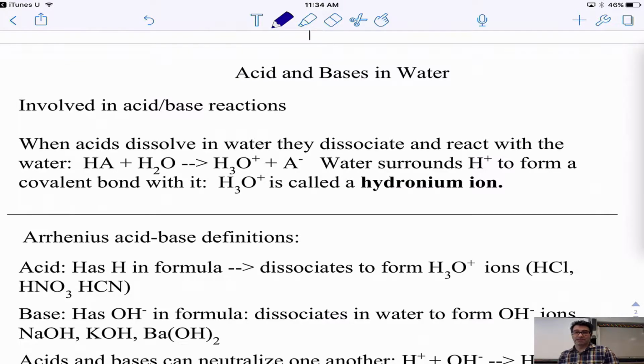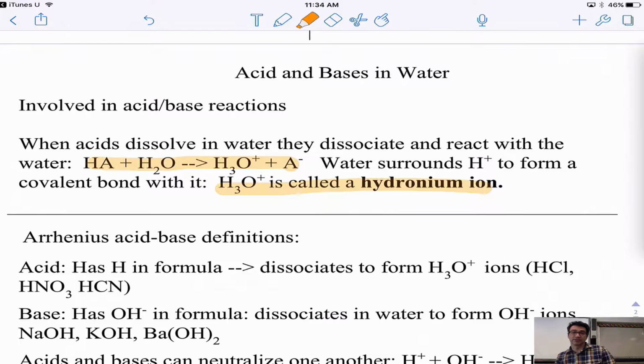So what happens when acids and bases dissolve in water? Well, they dissociate and they react with the water. And this first equation that I'm showing you here, HA plus H2O, shows how the acid reacts with the water and forms that hydronium. That hydronium ion is what really causes the acid to have all of these properties that we talk about. The caustic nature of the acid is due to that hydronium. The low pH is due to that hydronium.